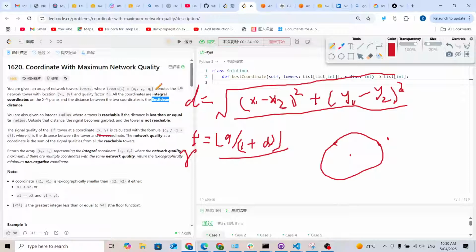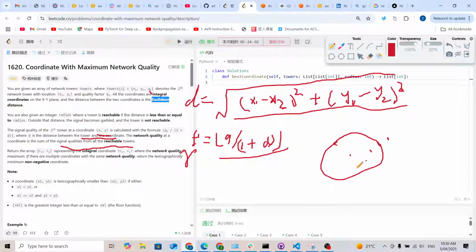So we have the q. And this d is just the distance from the tower to the coordinates, maybe a computer or some signal receiver. So where d is the distance between the tower and the coordinates, the network quality at the coordinates is the sum of the signal qualities from all the reachable towers.